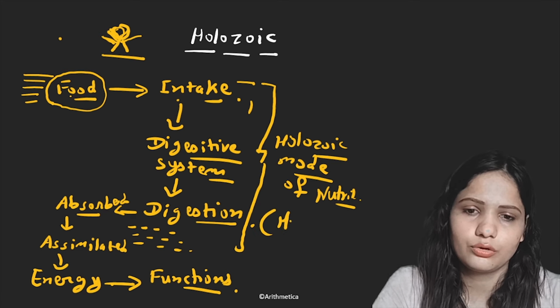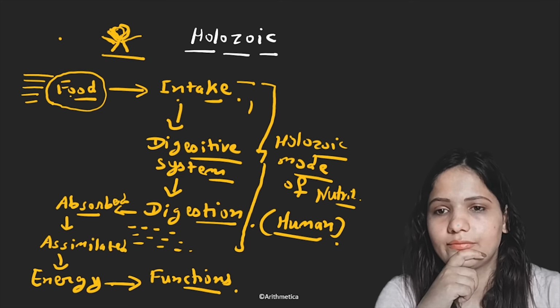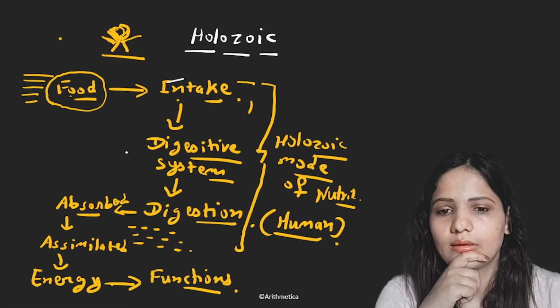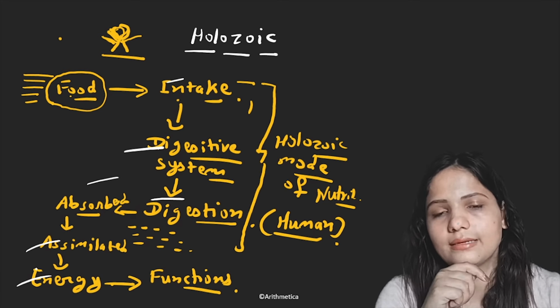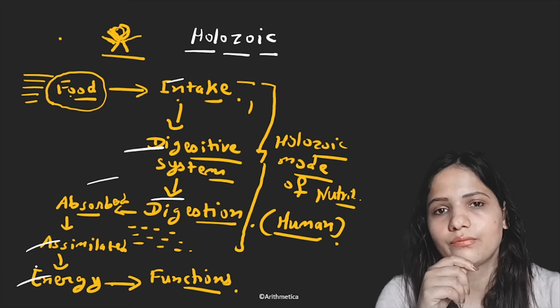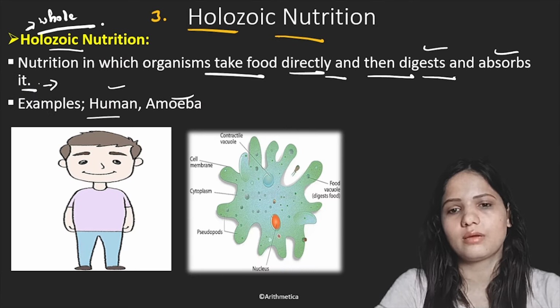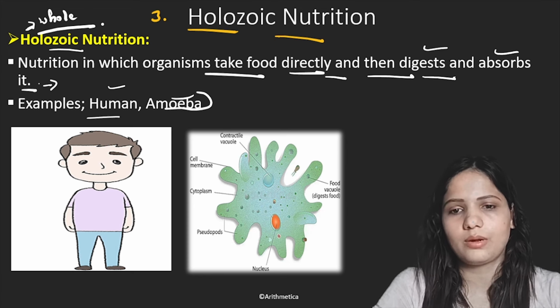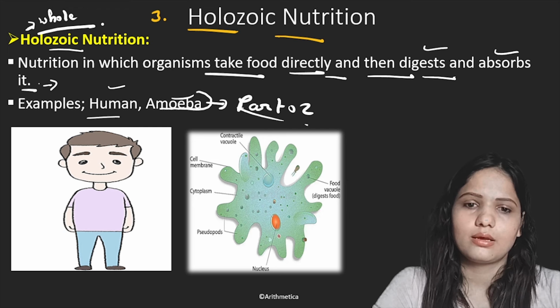This happens in humans. Clear? We take in food, then digestive system, digestion, absorption, assimilation, energy, and that energy we use for performing functions. Examples: human, then we have this amoeba. This we will study in the upcoming video lecture. In the second part, we will study this amoeba in detail.